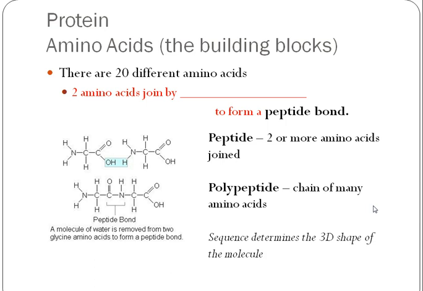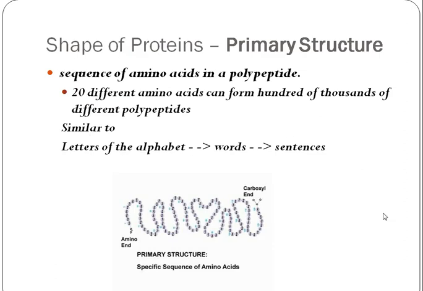So there are 20 different amino acids joined by what? Dehydration to form a peptide bond. So a peptide is two or more amino acids, and a polypeptide is a chain of more. And the sequence that we put together, that first row, is what determines the 3D shape of a protein. This is all very concrete. The 3D shape makes it do what it does.